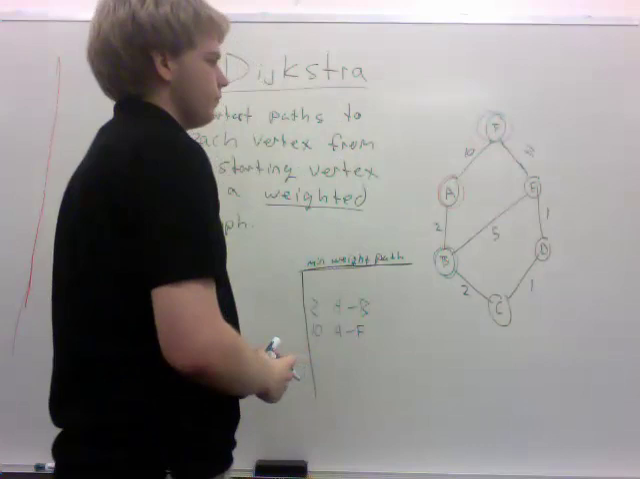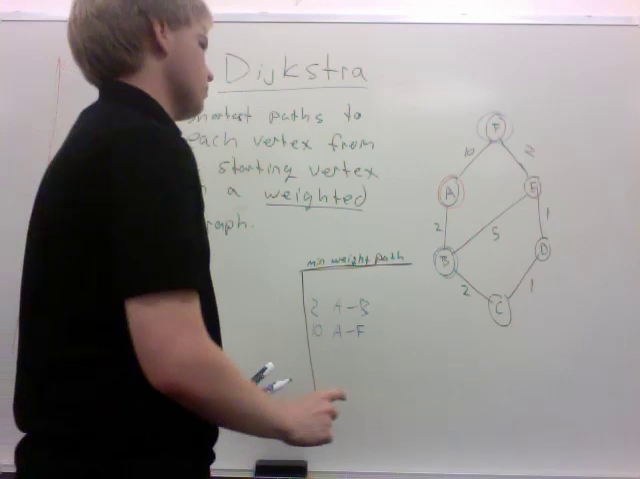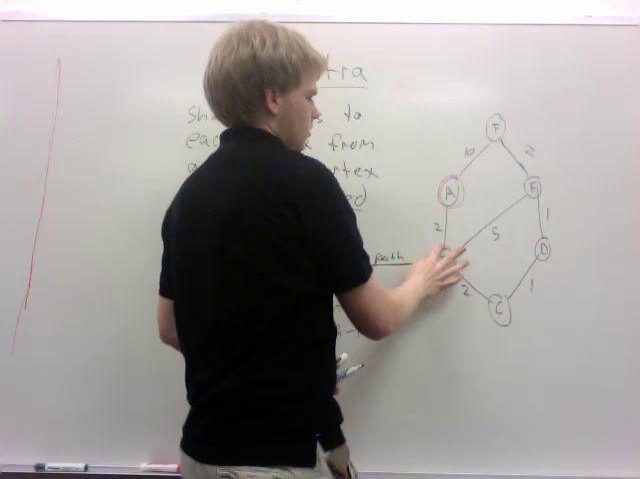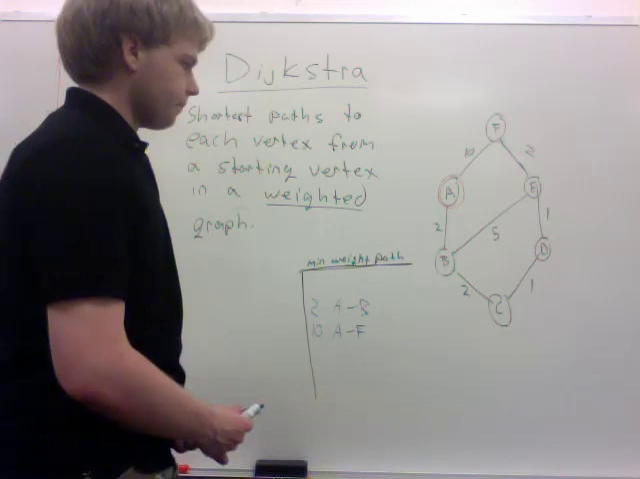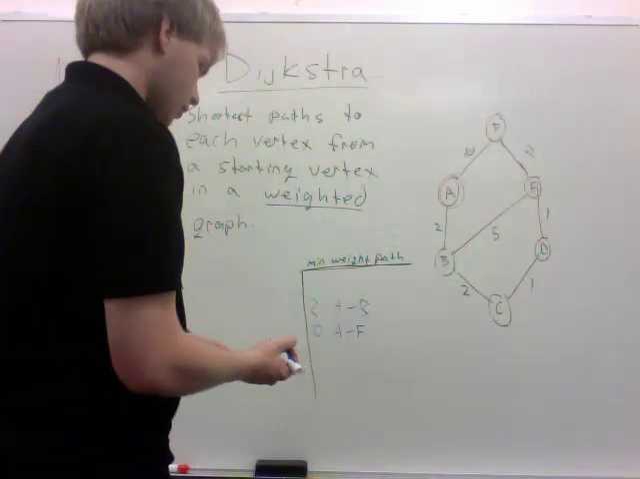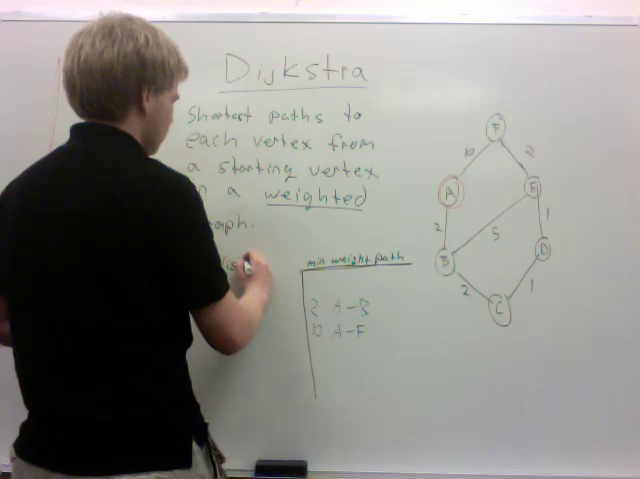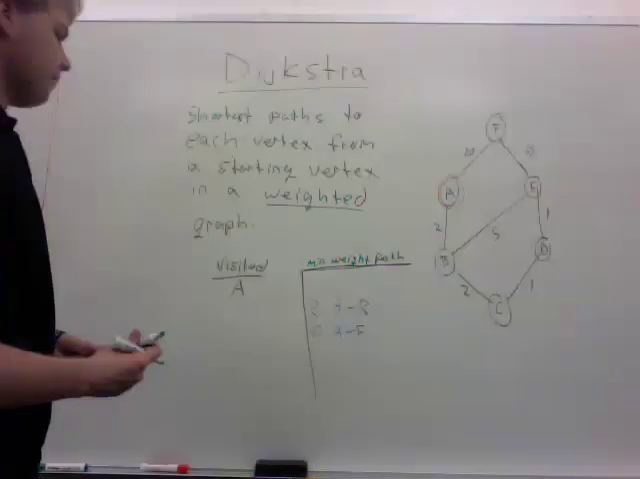So the next thing we want to do is look at the least weight path again, and look at the vertices adjacent to the last vertex in that path. As we remove paths, we're going to have this visited list that we keep updated. So we visited A because we removed a path that ended with A, and it had weight 0.